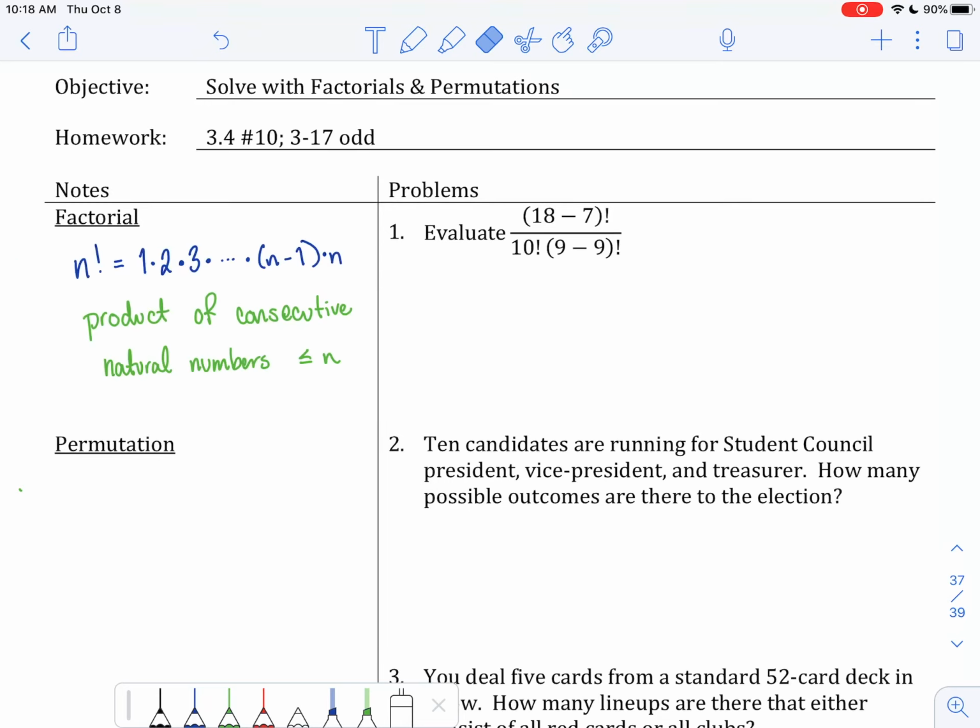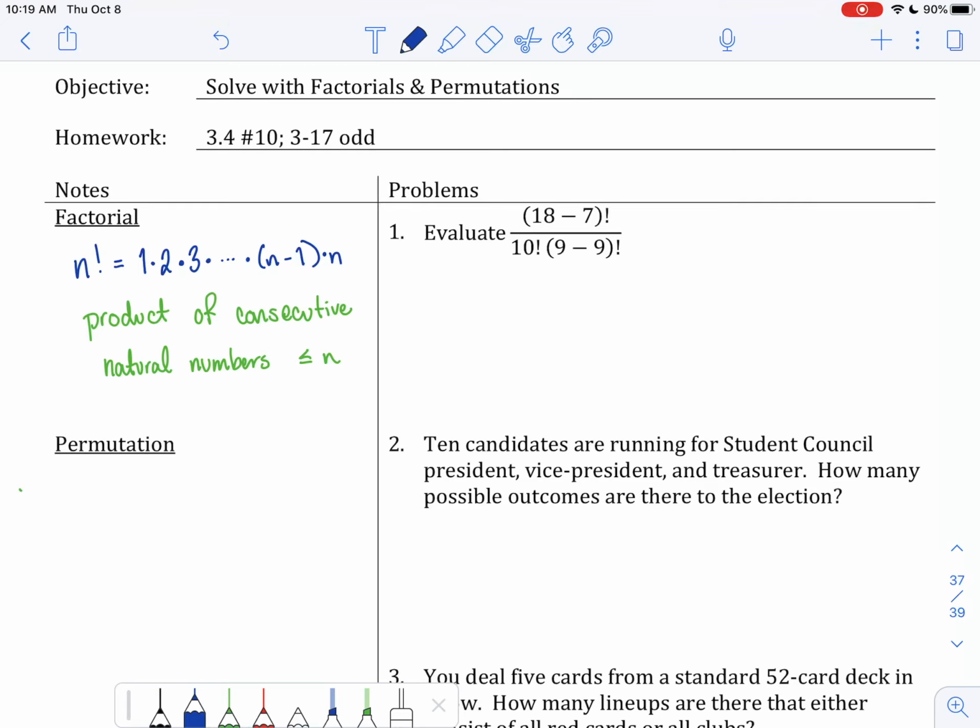So factorial, which is denoted with the exclamation point, is the product of consecutive natural numbers that are less than or equal to that number. So 1 times 2 times 3, n minus 2, n minus 1 times n. So if we're going to start looking at factorials and how to evaluate them, we're going to start by doing some of them by hand, and then we'll also talk about how to use our calculator for these. So we're going to start evaluating by hand here.